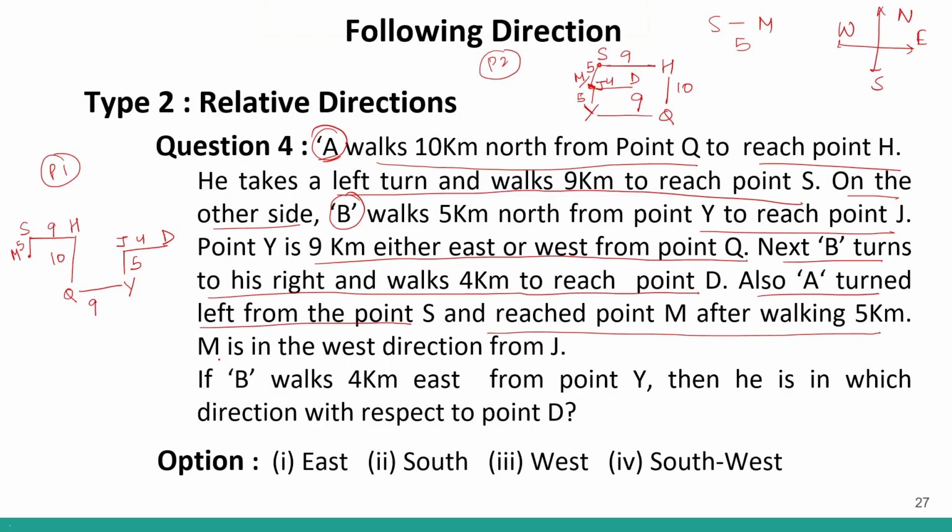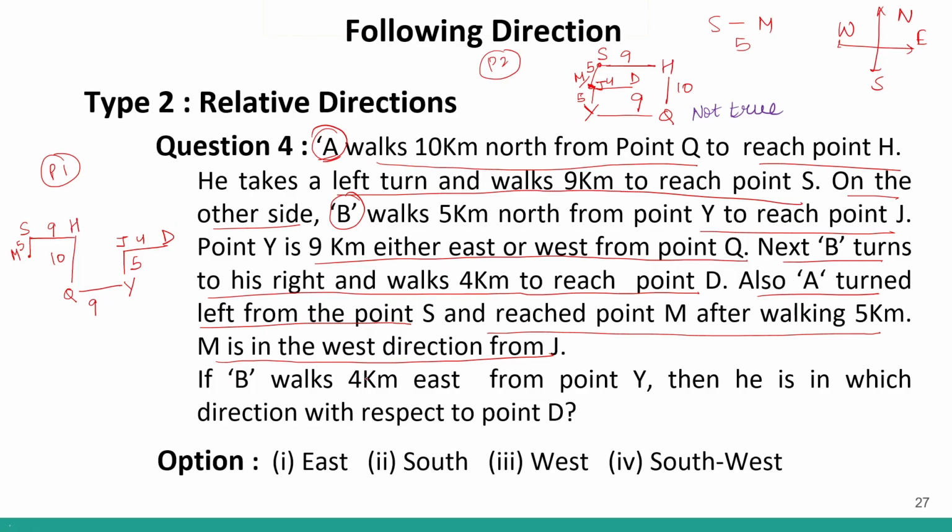Now, M is in the west direction from J. So this is given to us. So this possibility becomes nullified. This possibility is not true now. This cannot hold true. Because this is the condition that M is in the west direction from J. This does not suffice this condition. Hence, this diagram must be true.